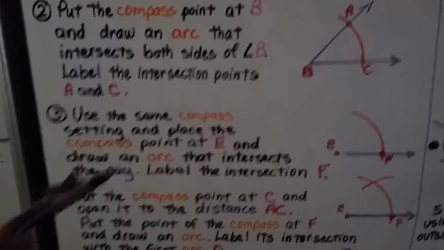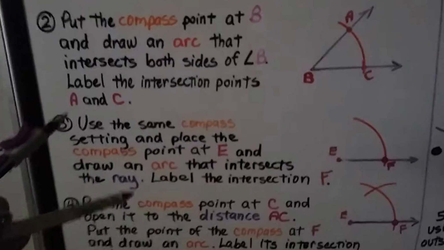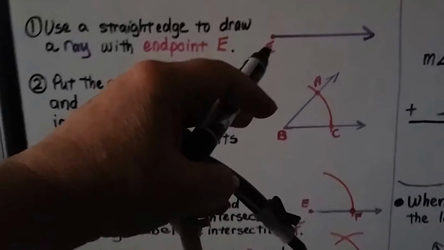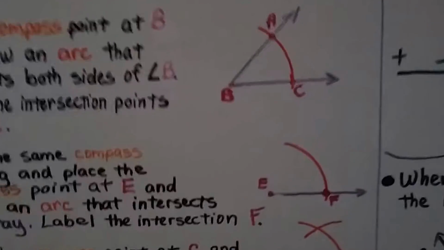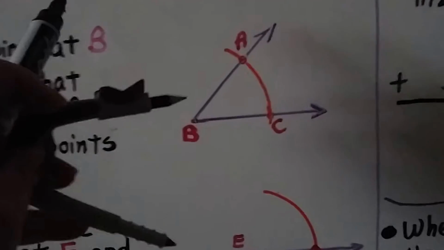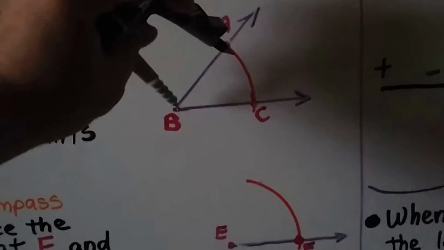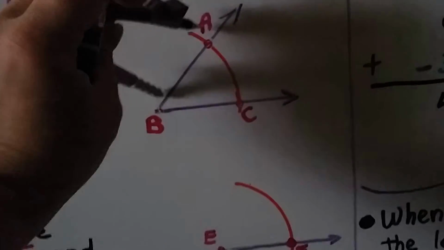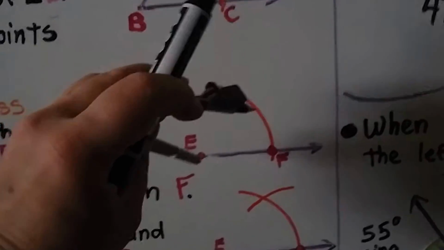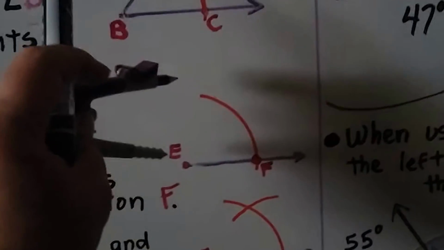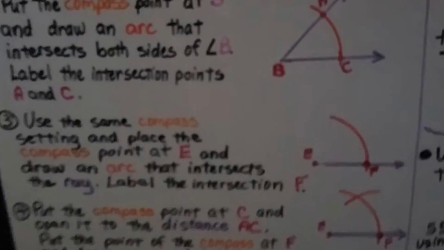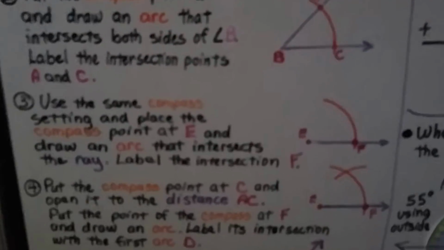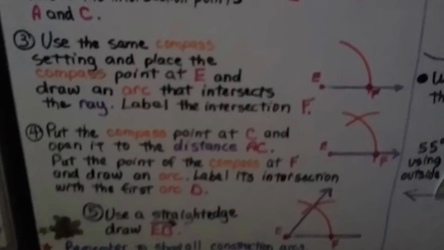We use the same compass setting. We don't open it or close it anymore. And we place the compass point at E on our ray, okay, that we drew. And using the same opening, let's see if I can do this with one hand. All right, so we're about right here. We drew the arc. And on our ray, we do the same thing from E. We draw a nice big arc. And where it intersects the ray, we make point F. We label it as F.